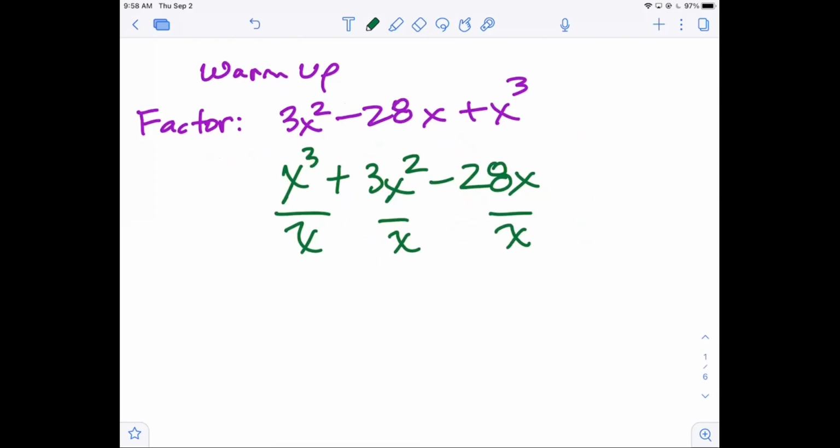When you factor out an x, it's like dividing out an x from each term. X cubed divided by x is x squared. 3x squared divided by x is 3x. Negative 28x divided by x is negative 28. Okay, so that's what we do.